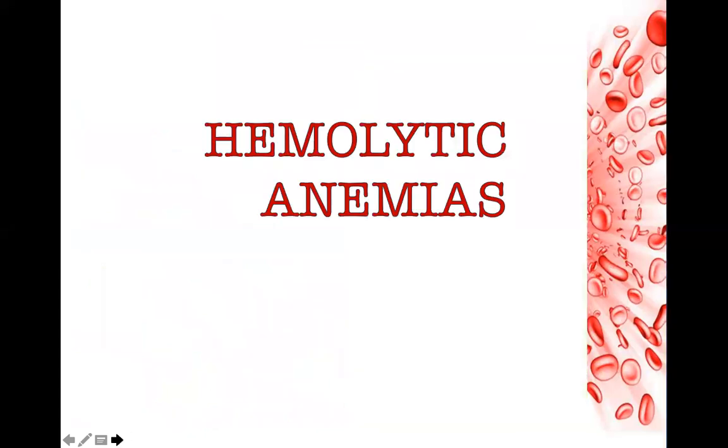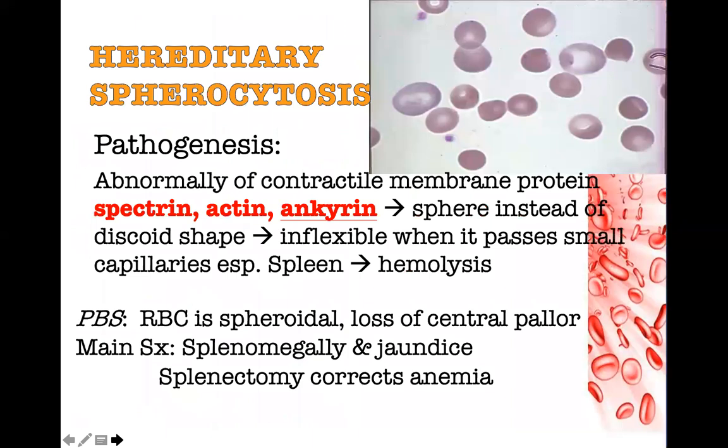Then let's go to hemolytic anemias. One would be hereditary spherocytosis. So in hereditary spherocytosis, there is an inherent membrane defect. There is an abnormality in most of the contractile membrane proteins such as spectrin and actin and ankyrin. So why are these important? Because we know that red cells have to change their shape when they pass through blood vessels of lesser caliber, like in the arterioles, in the venules, in the arteries.